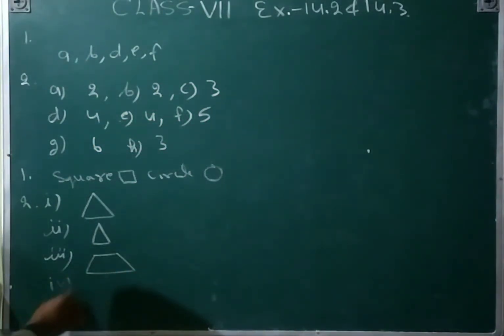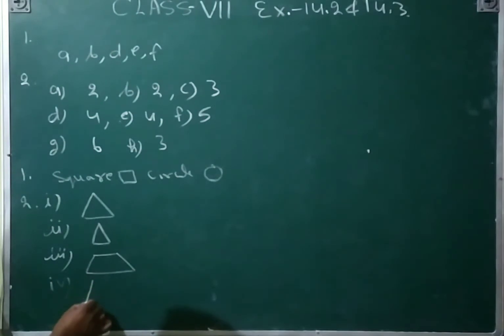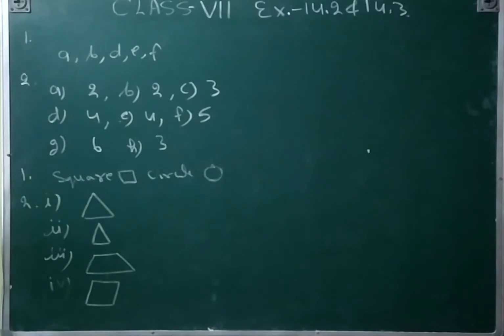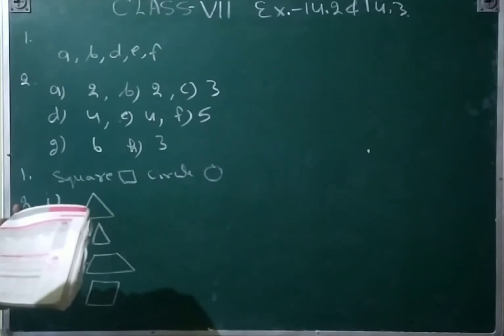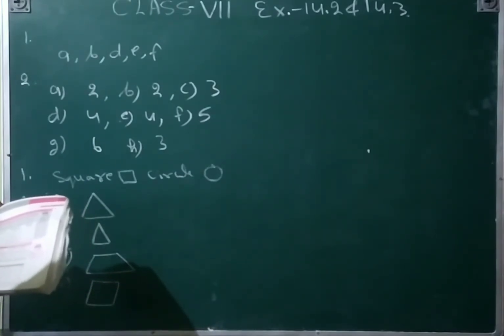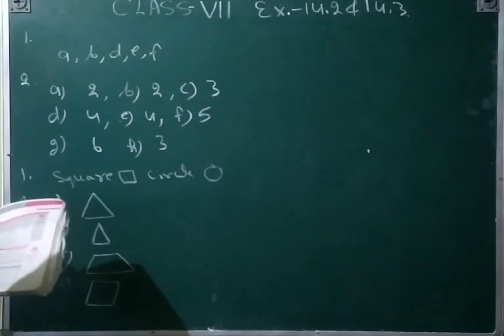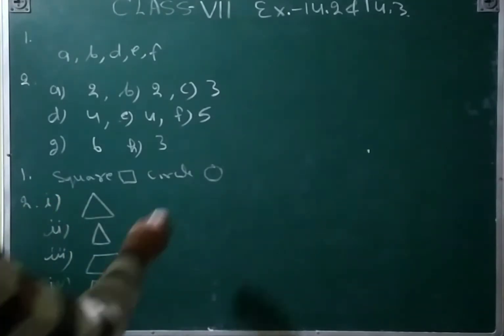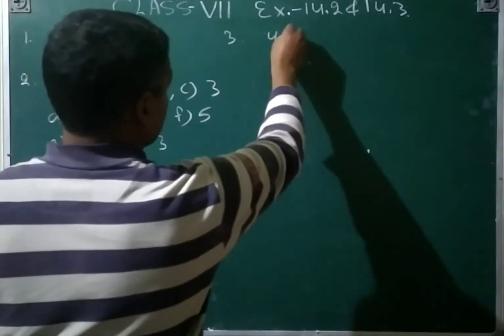Fourth part, a quadrilateral with line symmetry but not rotational symmetry, that will be a rhombus. Rhombus has line symmetry but not rotational symmetry. Third question, if a figure has 2 or more lines of symmetry, should it have rotational symmetry of order more than 1? Yes.